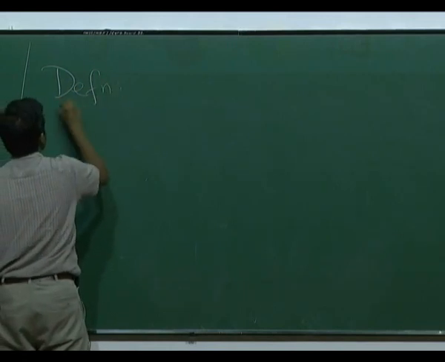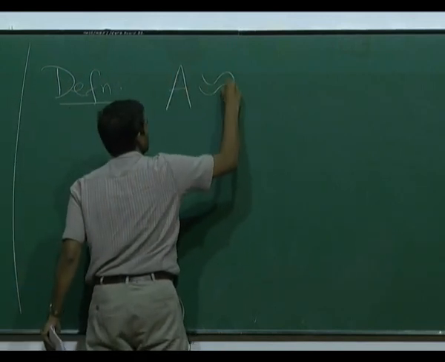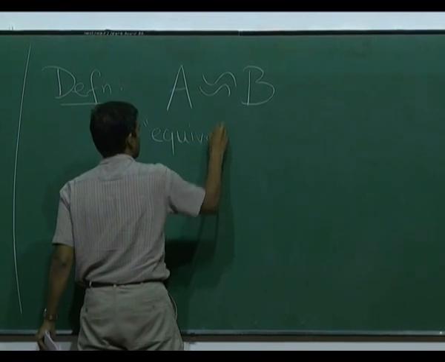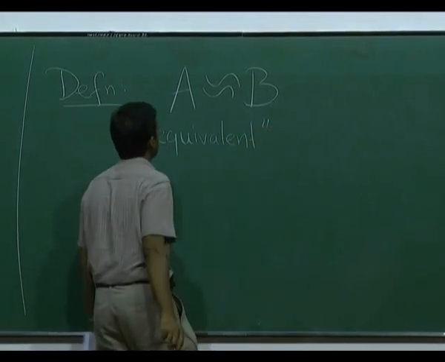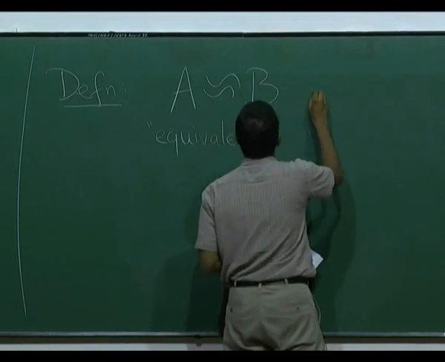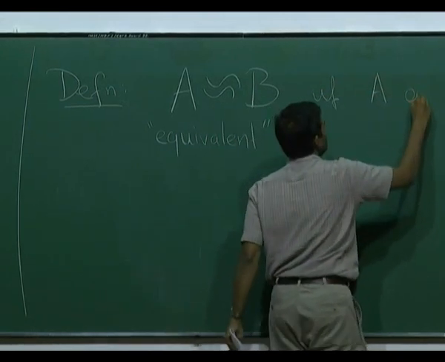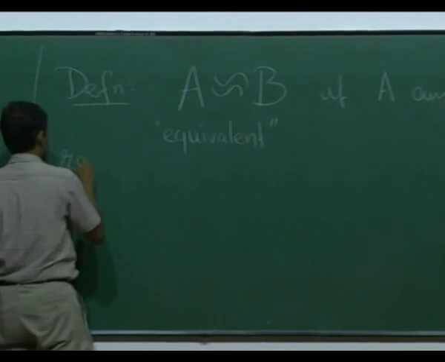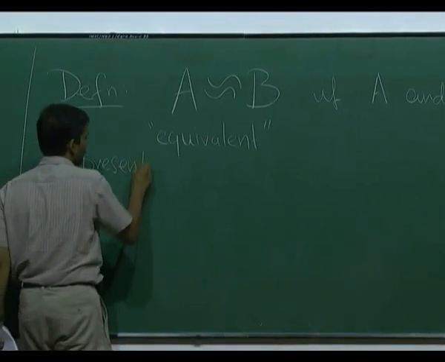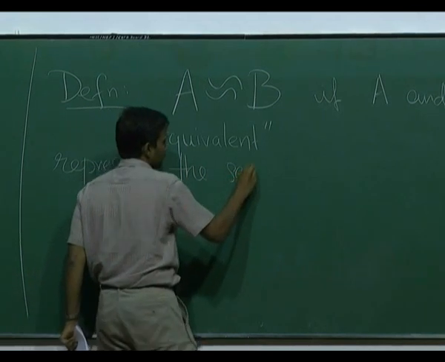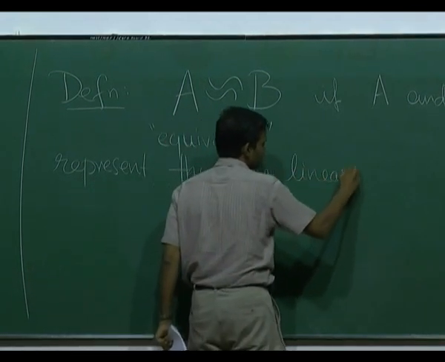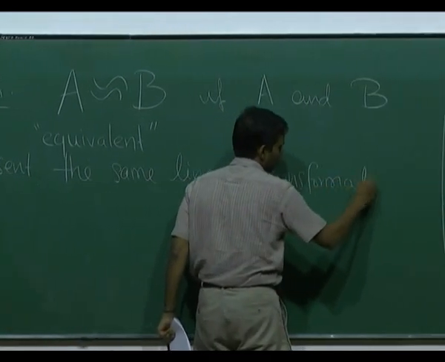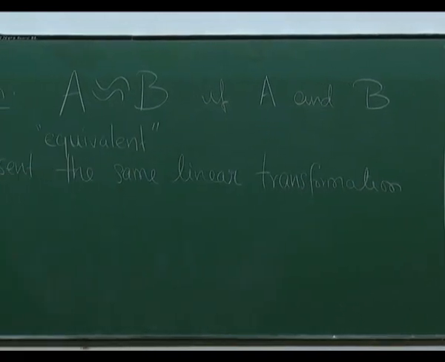Definition: A is equivalent to B if A and B represent the same linear transformation but with respect to different bases.